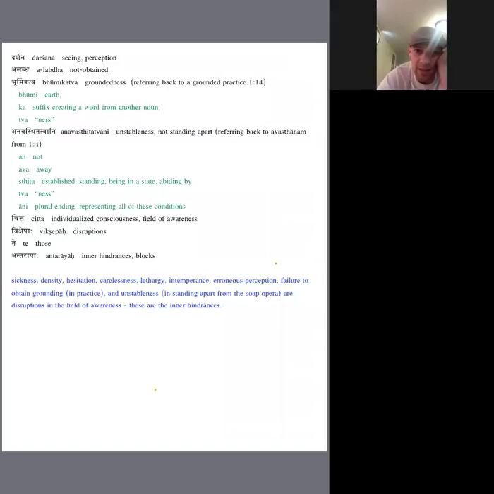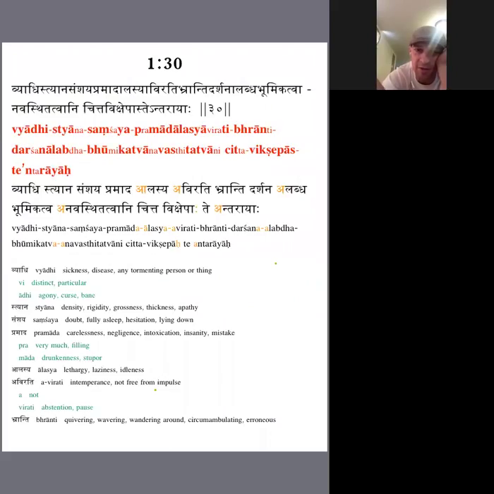So anavastitatva is referring to not standing apart. And that is a reference back to the third Yoga Sutra, Tada Drashtuh Svarupe Avasthanam. Avasthanam was the standing apart of I, the seer, from the drama. And here this is saying that not standing apart from the drama is one of the hindrances. An is a negation of avastha. So this sutra is a very common one. A lot of yoga teachers quote this one, the 30th sutra of the first chapter.